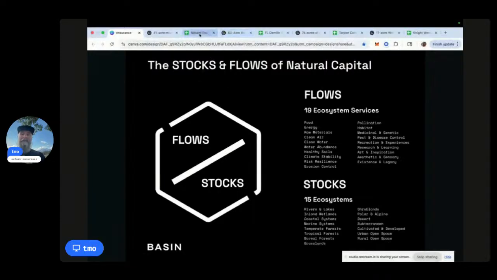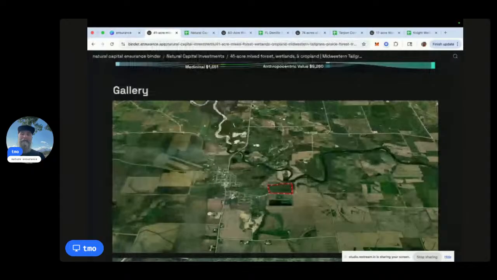And then what happens is we then triangulate that. So let's just look at the first property here, the first asset.